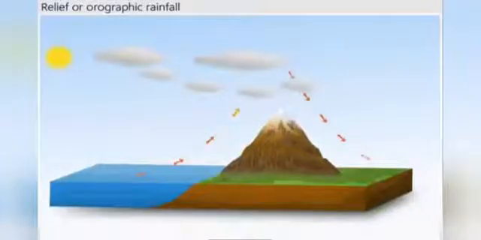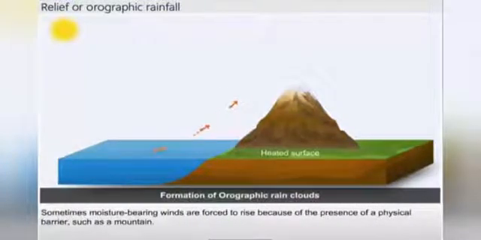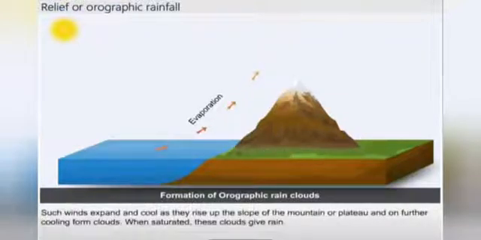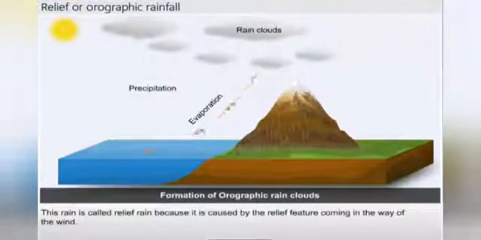Relief or orographic rainfall. Sometimes moisture-bearing winds are forced to rise because of the presence of a physical barrier such as a mountain. Such winds expand and cool as they rise up the slope of the mountain or plateau, and on further cooling form clouds. When saturated, these clouds give rain. This rain is called relief rain because it is caused by the relief feature coming in the way of the wind.